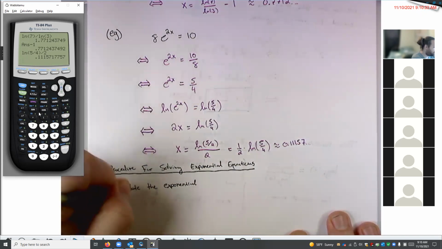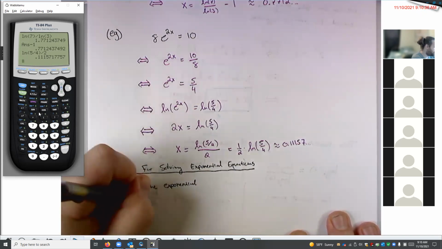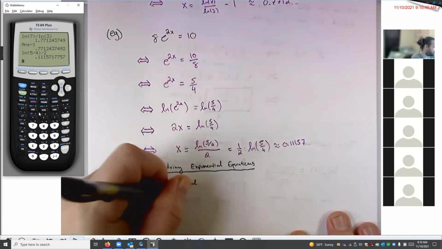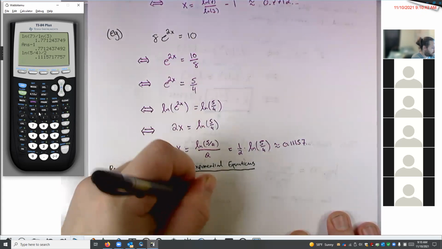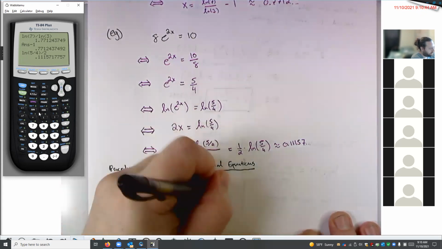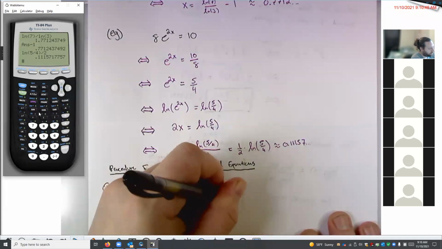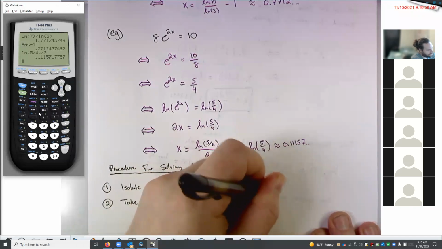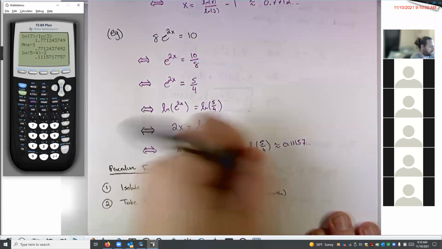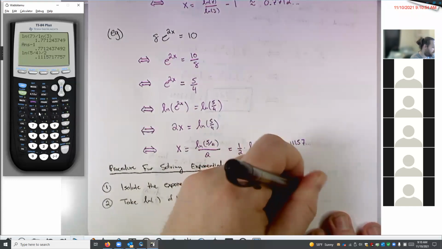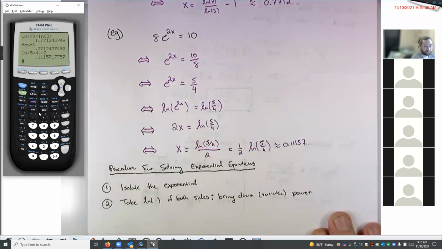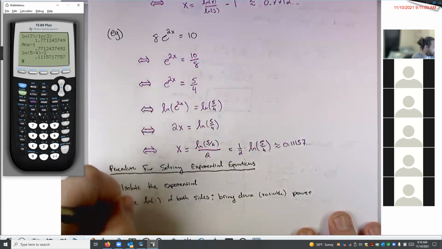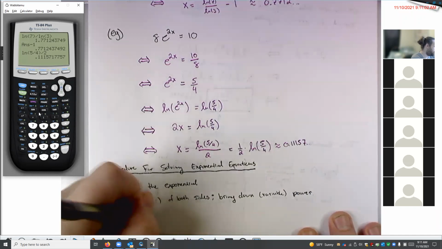Then you will take logs, and generally take the ln of both sides. And you're going to bring down the power. And then you're going to solve the resulting equation.